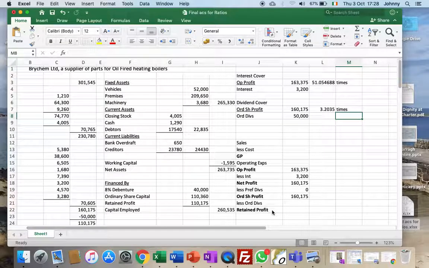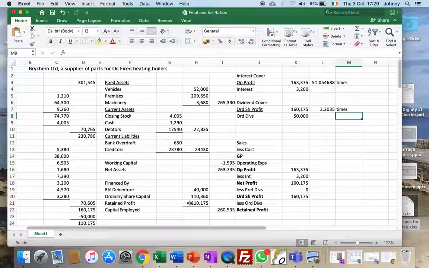What it basically means is a third of our profit has been paid in dividends, and two thirds has been kept and retained in the business. So what will we do with our two thirds? That two thirds is in here, the 110,000. That's going to be used in the future to pay for more fixed assets. So when we expand our business, we won't need to go and borrow so much because we have so much money saved.